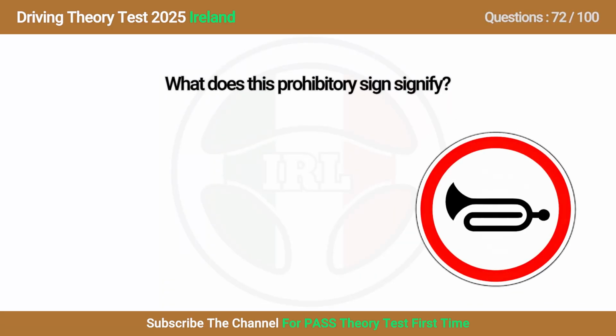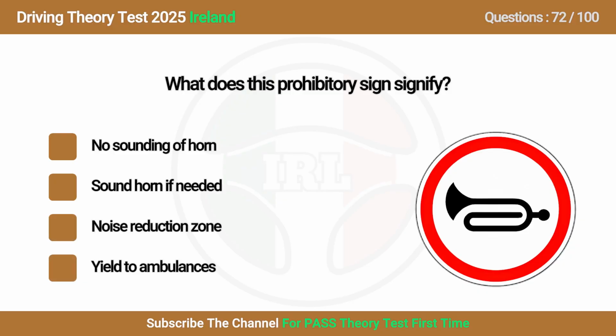Question 72. What does this prohibitory sign signify? A. No sounding of horn. B. Sound horn if needed. C. Noise reduction zone. D. Yield to ambulances.